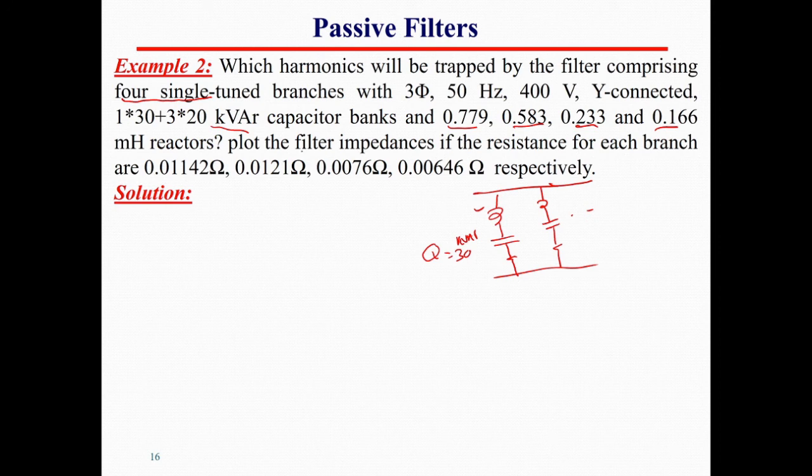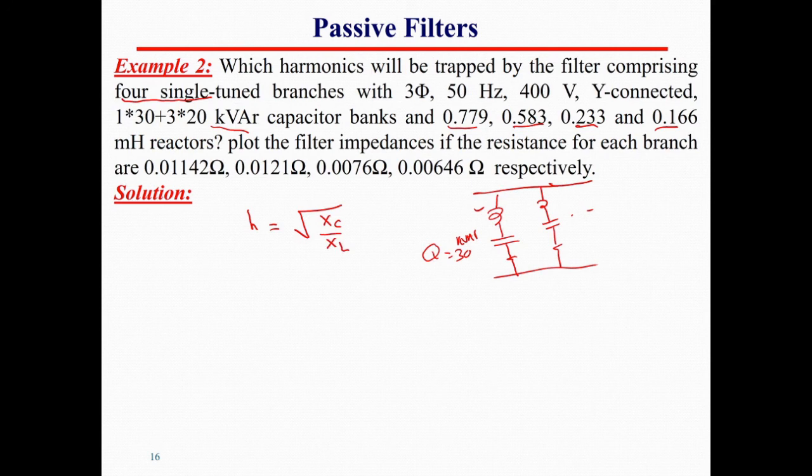He asks us to plot the filter impedance if the resistance for each branch is given as follows. Anyhow, we would like to find the filter parameters and then plot the impedance. Just like what we did before, we know that H will be equal to the square root of XC over XL.